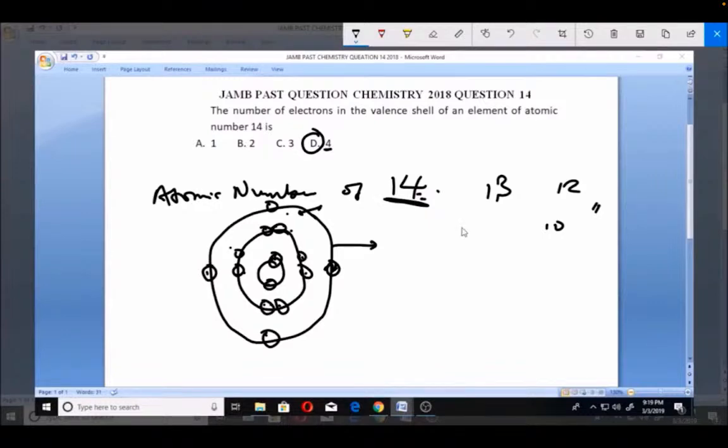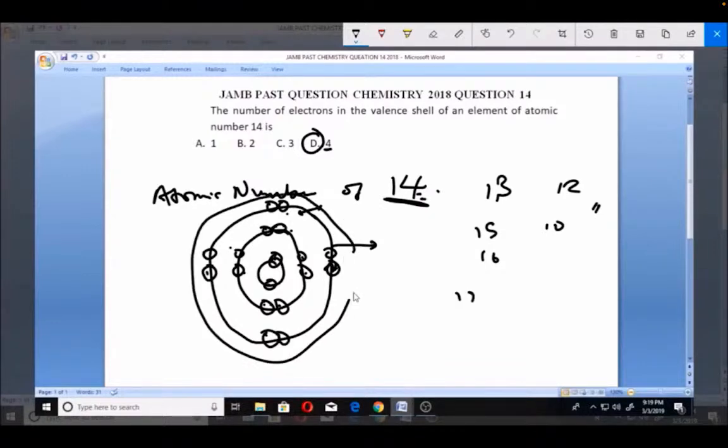And if it's 15, we would have added an extra 1 here, making it 5. If it is 16, it would have been 6. If it is 17, it would have been 7. If it is 18, it would have been 8. But if it is 19, you would have now added another shell and counted 19 as 1, so the valency would have been just 1. So take note of this. So the right answer is D, 4. Thank you.